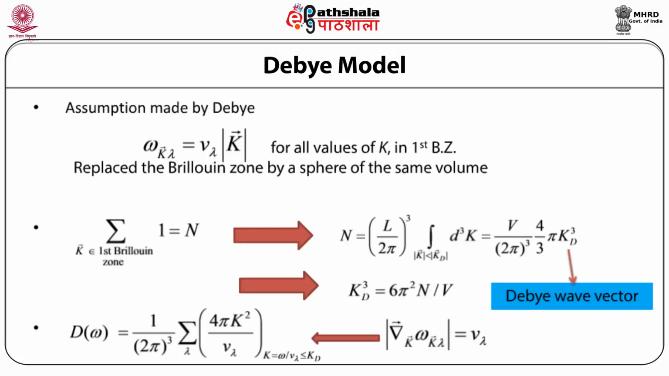A crystal having N atoms has N independent values of k in a sphere of radius kD. So this means that kD cube should be equal to 6 pi square N divided by V, where V is the crystal volume.